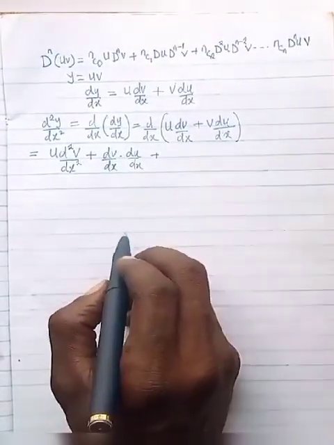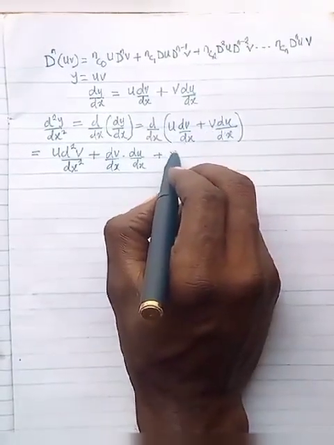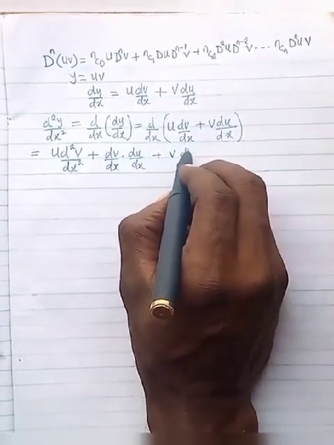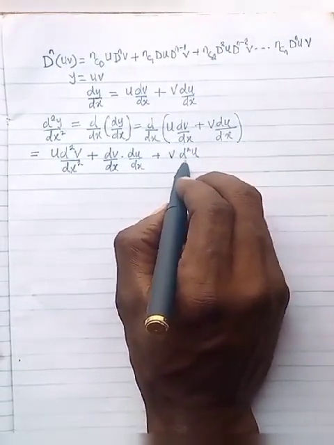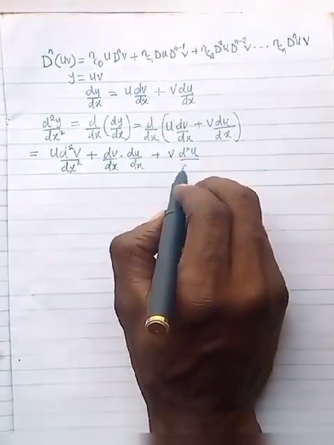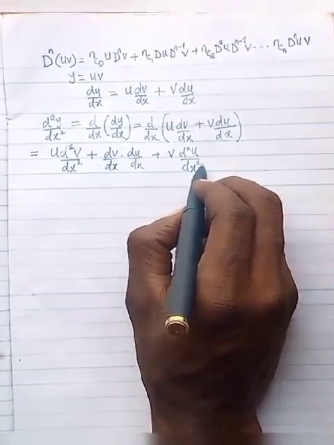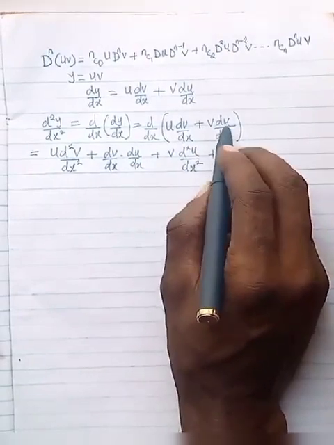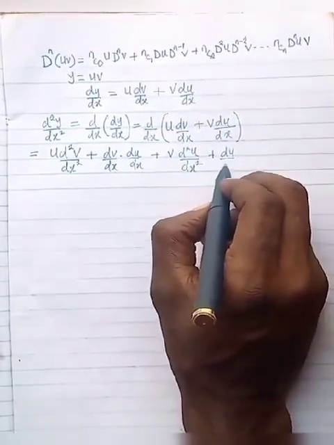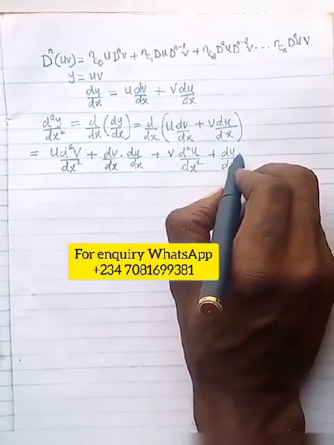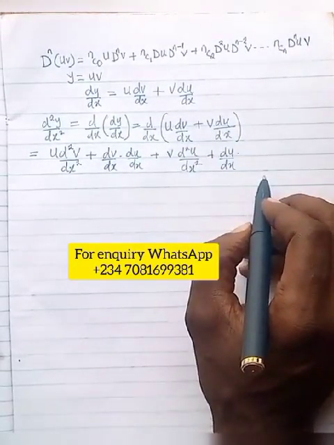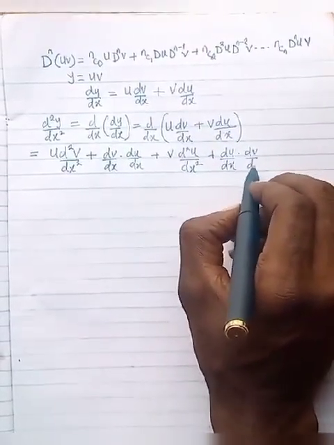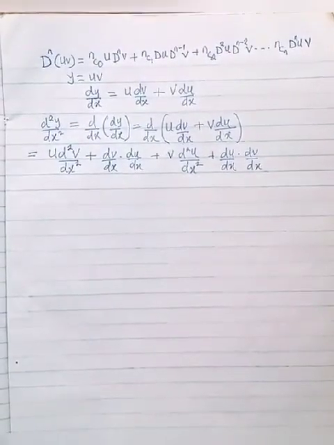Plus I'm going to keep the first one, which is v, and multiply that with the derivative of the second one. d times d will give you d squared u, all over dx times dx will give you dx squared. Then plus, remember we kept the first and differentiated the second, so I'm going to keep the second, which is du over dx, then differentiate the first. d times v will give you dv over dx, so it's just dv over dx when you differentiate v with respect to x. So we are done with that.